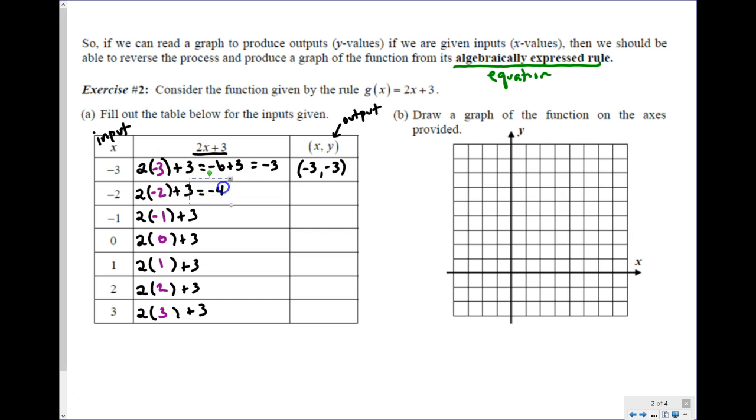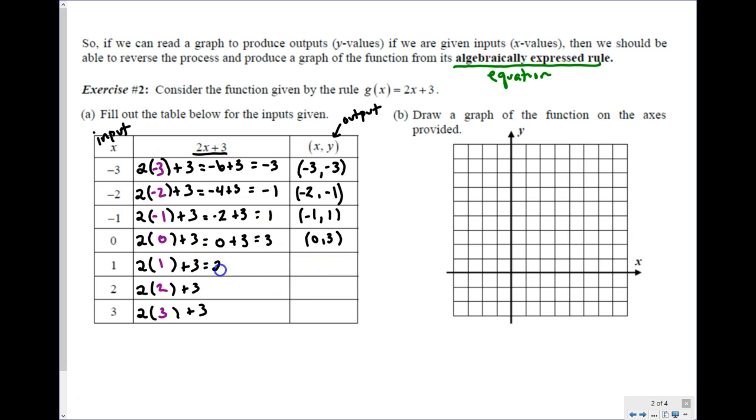-2 times 2 is -4. -4 plus 3 is -1, so my coordinate becomes -2, which was my input, and -1, which is my output. The next one is -1 times 2, which is -2. -2 plus 3 is +1, so -1, 1. Fourth one, 2 times 0 is 0. 0 plus 3 is 3, so I get a coordinate of 0, 3.